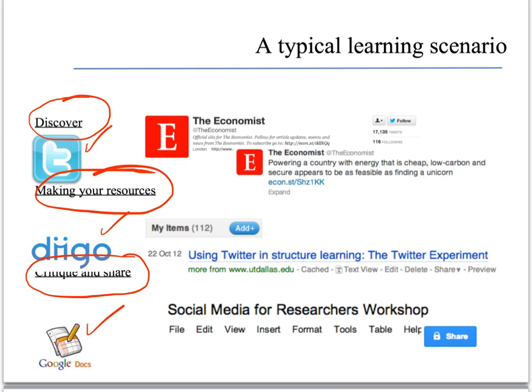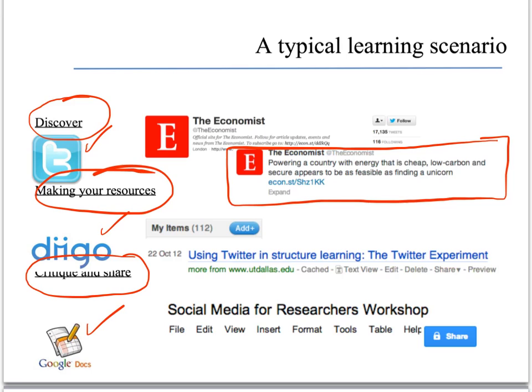Now if you've not seen Twitter before, this is the actual post of somebody, and I've picked The Economist here as an organisation. What we're doing is really taking on board the fact that increasingly organisations and individuals are disseminating, telling the world what they're doing via Twitter, and this is a very typical method of doing it. It's a short post because Twitter is very short. If you click on this link here, you'll get the full article. Powering a country with energy that's cheap, low carbon and secure appears to be as feasible as finding a unicorn. And this is the article that they've actually expanded on, on why they've come to that conclusion.